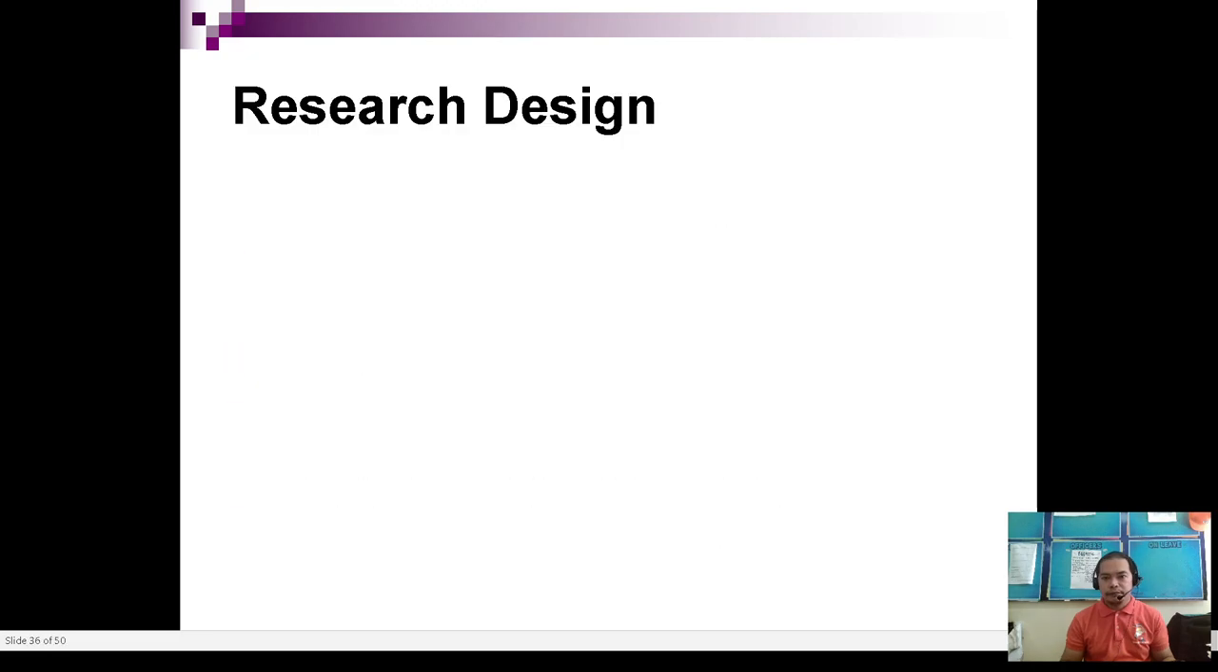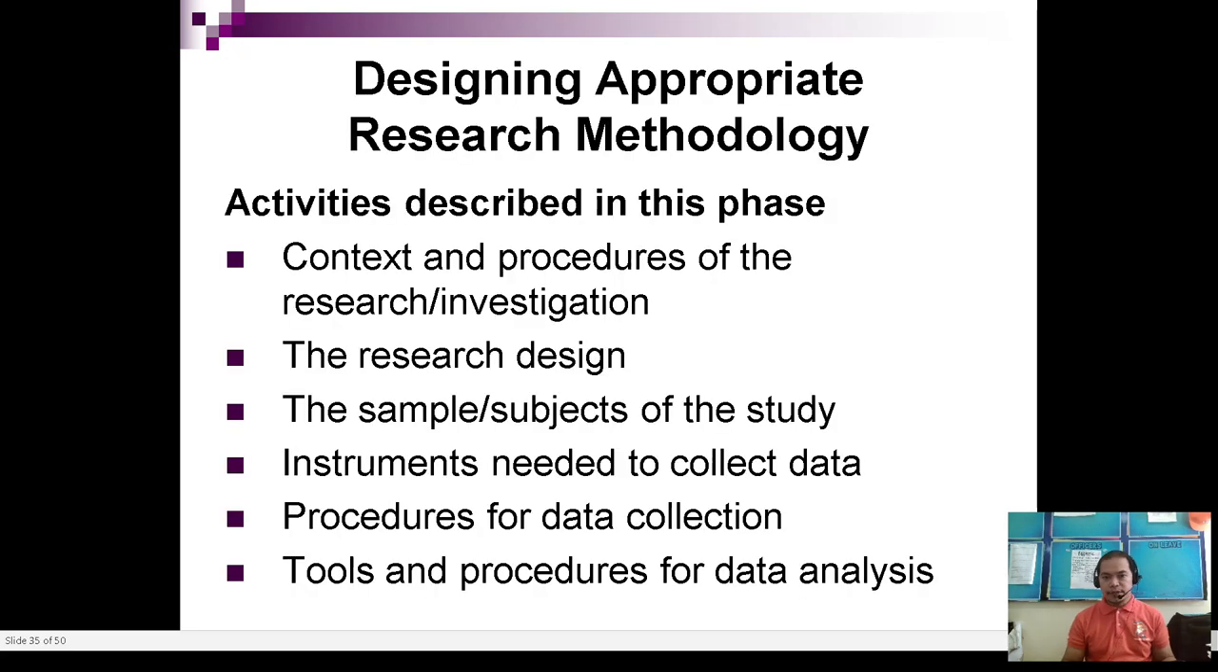Next we have the sample and subjects of the study. Of course, in the research methodology, you should have written what your samples are, what your subjects are, how you obtain them, and how you came up with the sample subjects. Then we have instruments needed to collect the data: materials and equipment are included here. Procedures for the data collection, of course: how did you come up with your data?